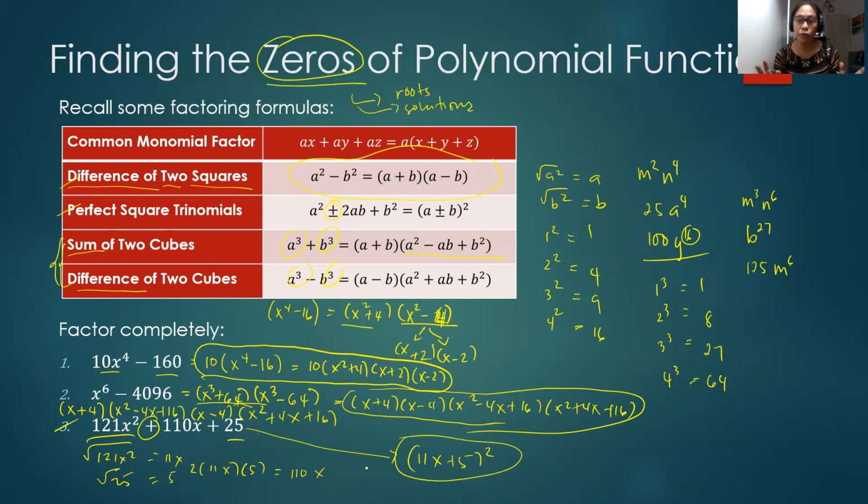Why do we recall factoring? Because factoring can be an easy step for us to work on the zeros of polynomial functions.